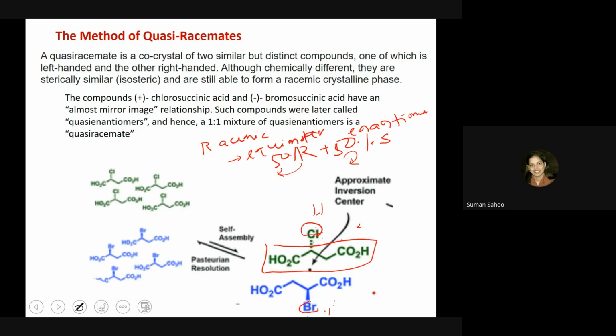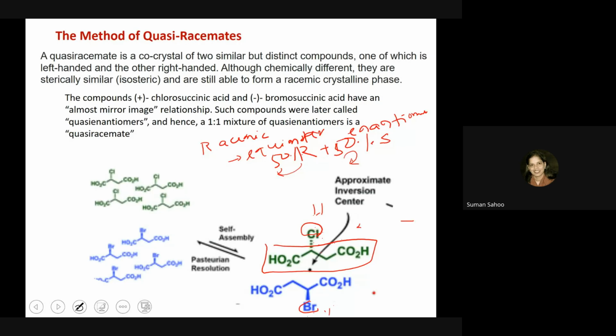That will form a racemate, that is known as your quasi racemate. This is actually not a racemic mixture, but that is a quasi racemate, because they are not actually the enantiomer of each other. So this quasi racemate, how you would know that they form a quasi racemate.